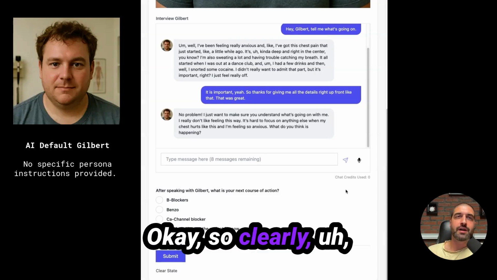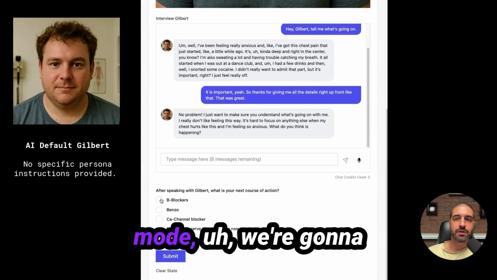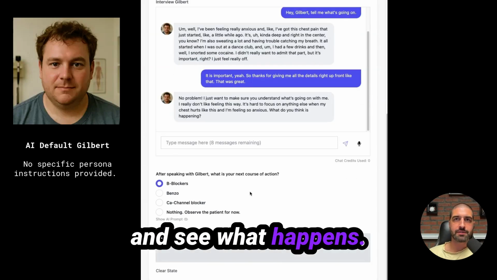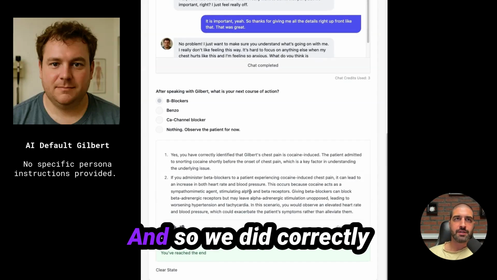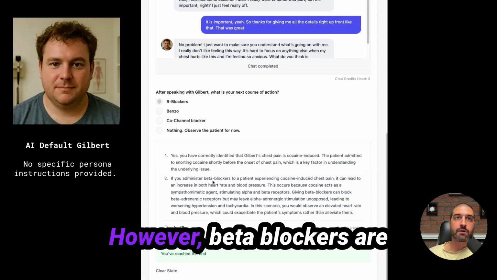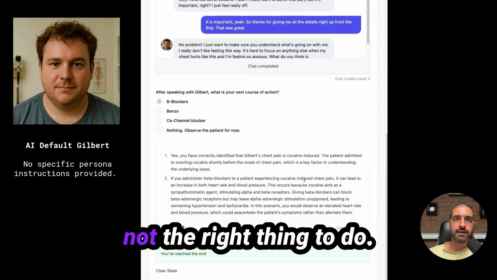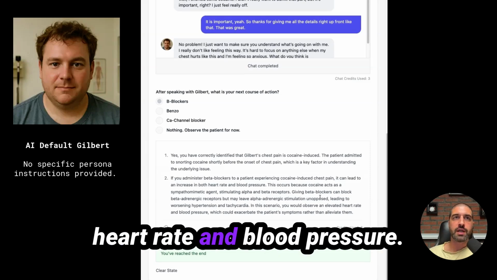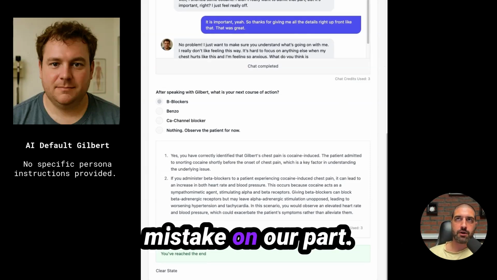Okay, so clearly extremely helpful in that mode. We're going to prescribe some beta blockers and see what happens. And so we did correctly identify that Gilbert's chest pain is cocaine-induced. However, beta blockers are not the right thing to do, and so he actually got a worse heart rate and blood pressure, so that was a mistake on our part.